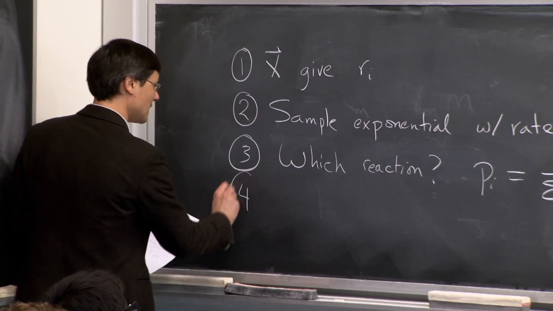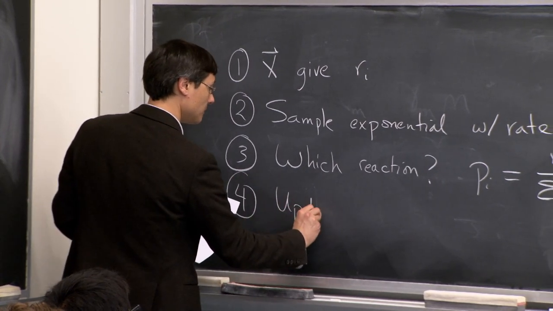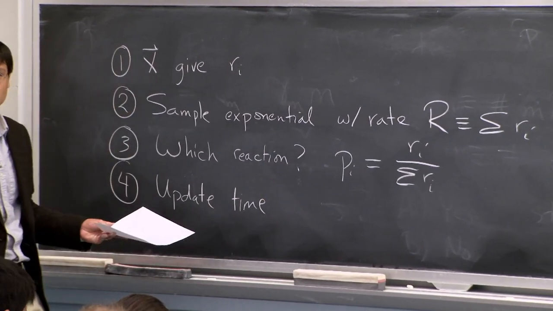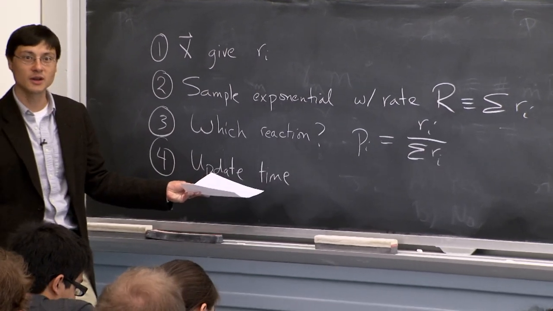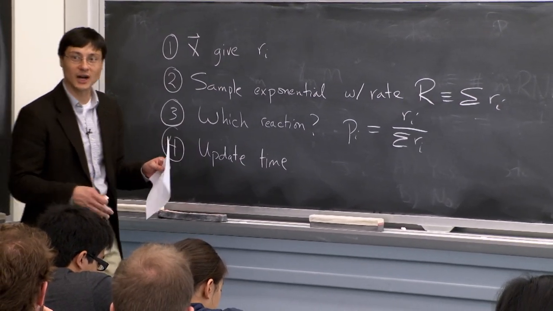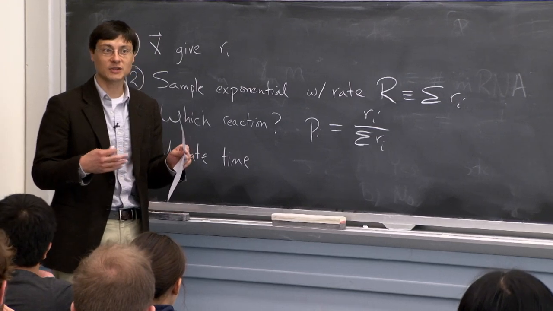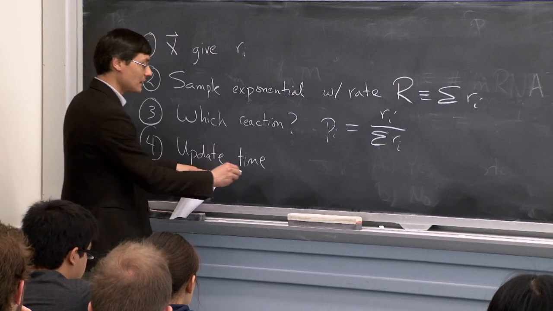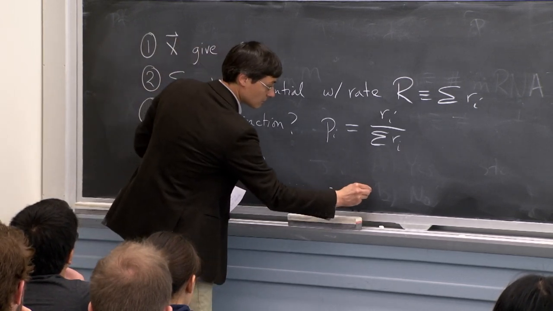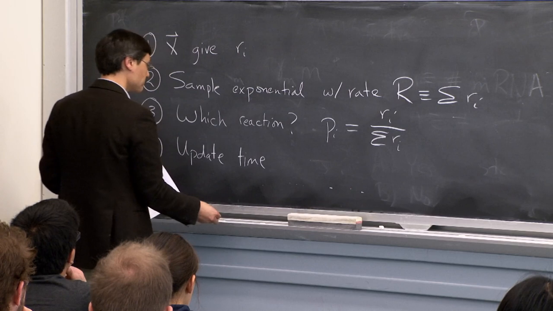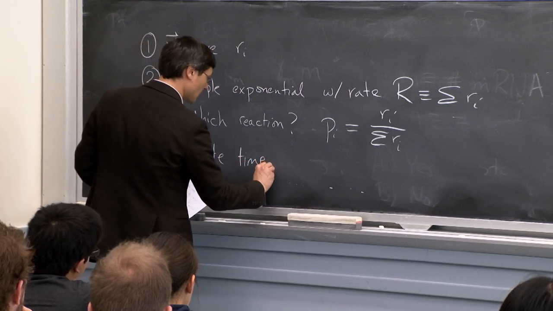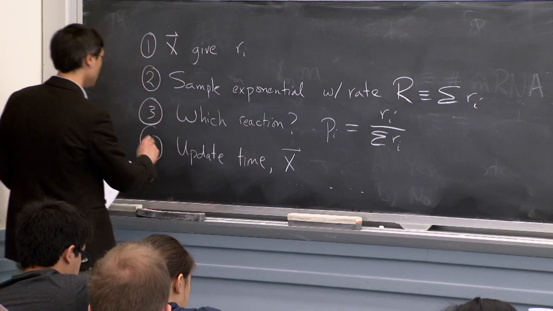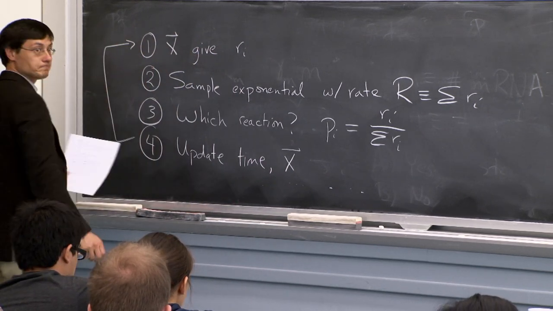Then we update time. When you actually do simulations, this is maybe the annoying part about the Gillespie algorithm: your times are not equally spaced, so you have to keep track of that and make sure you don't plot something incorrect, because your times hop at different time intervals. But that's doable. You have to update your time, and you have to update your abundances. And then you repeat.